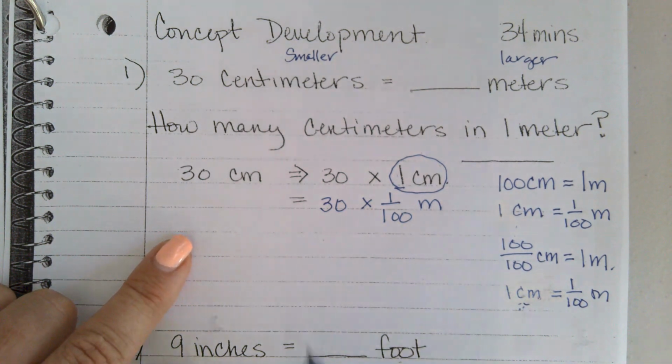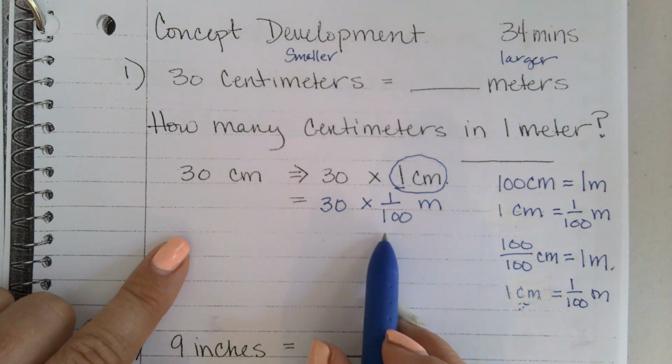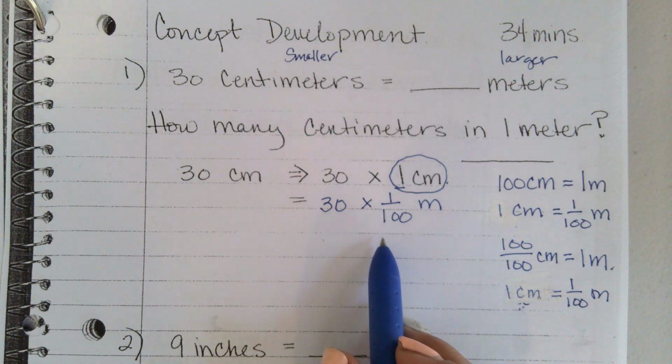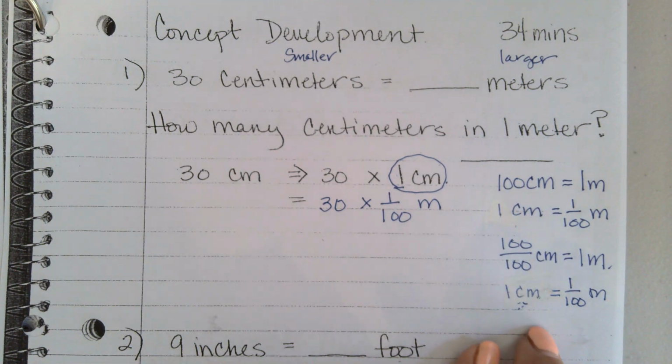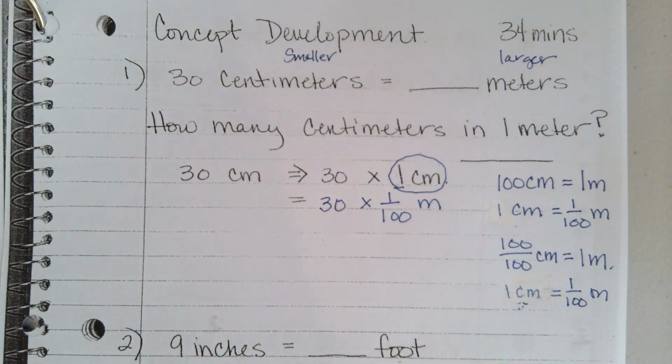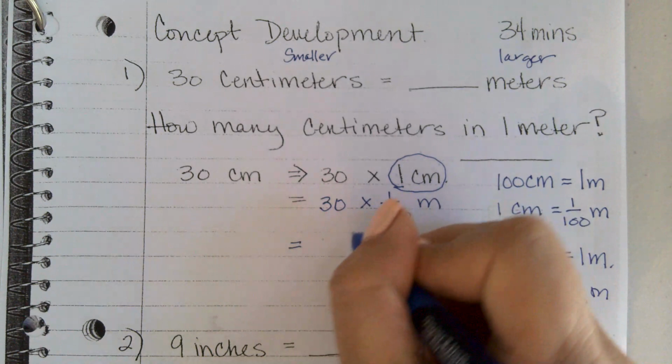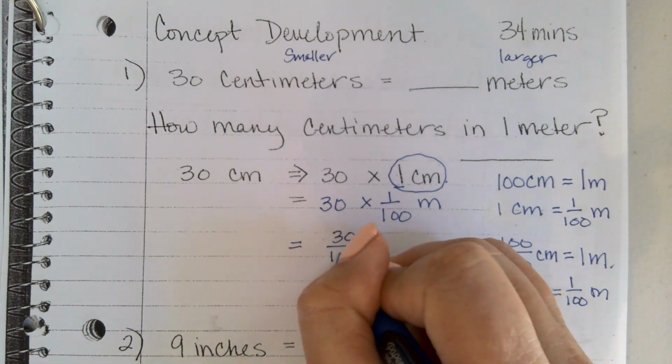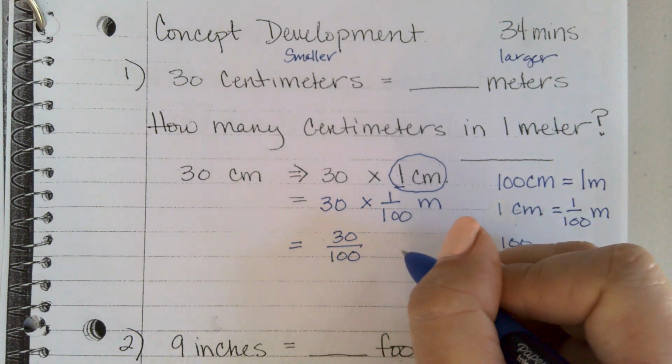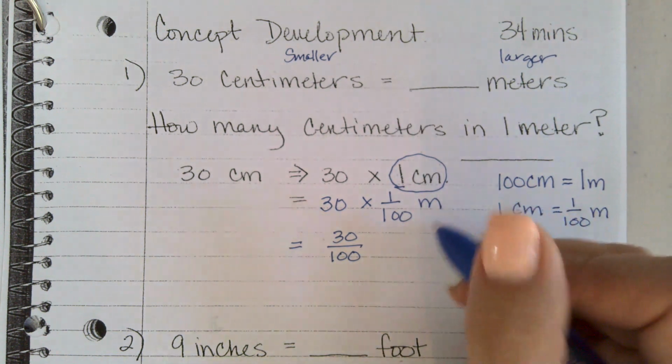Okay, how do you know this is true? Well, it's true because we just renamed the centimeter as the same amount in meters. 1 centimeter is the same thing as 1/100th of a meter, right? So now we have 30 copies of 1/100th of a meter. So how many hundredths of a meter is that in all? Well, it would be 30 hundredths, right, of a meter.